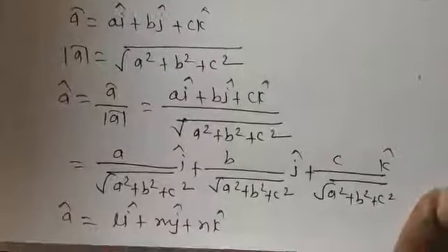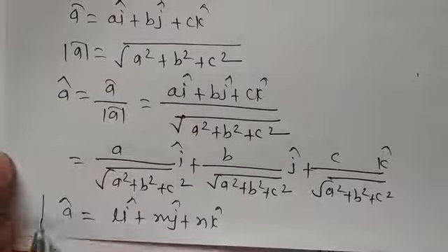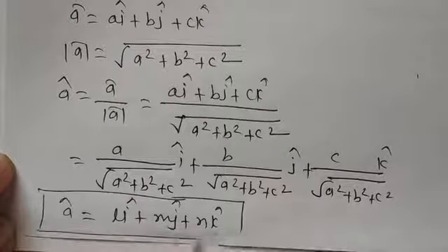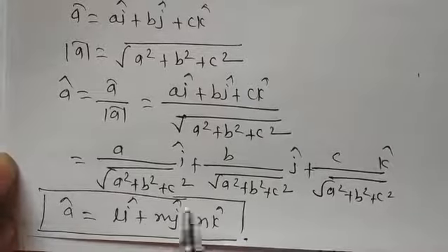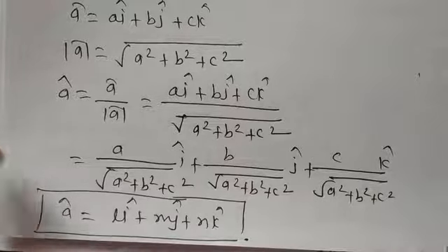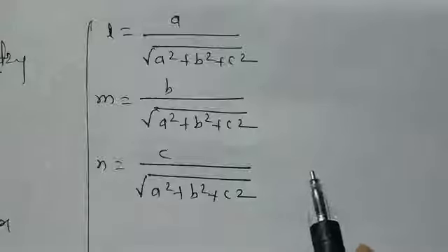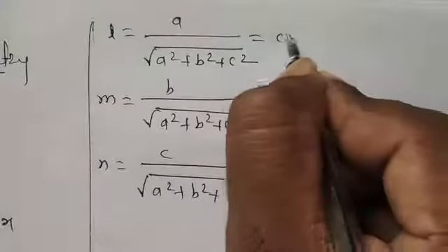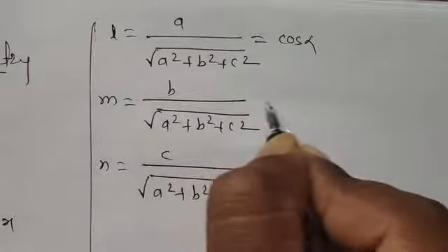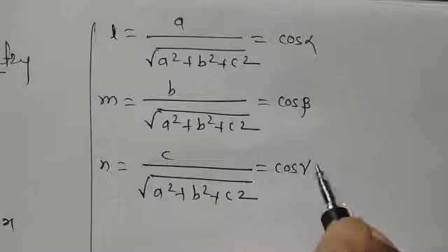What are L, M, N? L equals a upon under root of a square plus b square plus c square. Then M is equal to b upon under root of a square plus b square plus c square, and N is equal to c upon under root of a square plus b square plus c square. So this is the representation of a unit vector in the form of L, M, N. So this L is cos alpha, this M is cos beta, and this N is cos gamma.